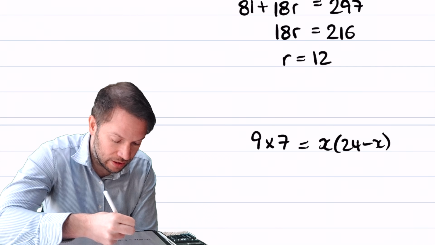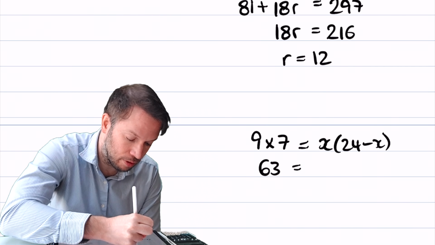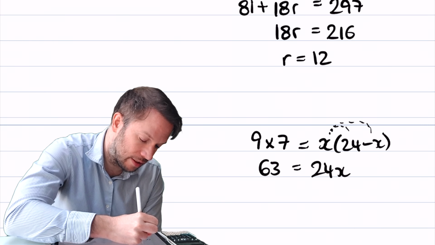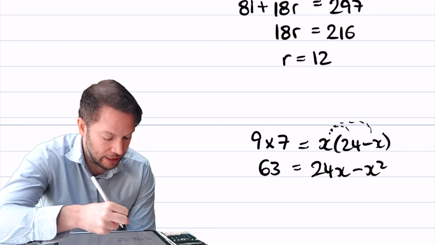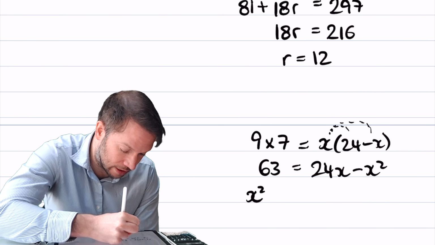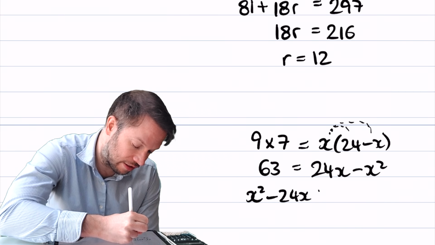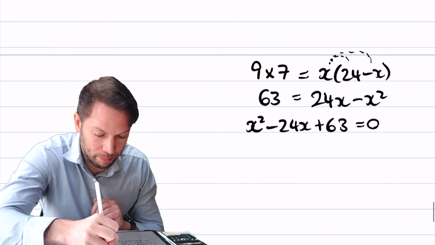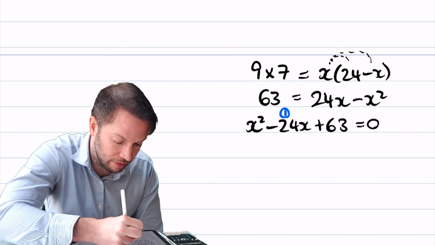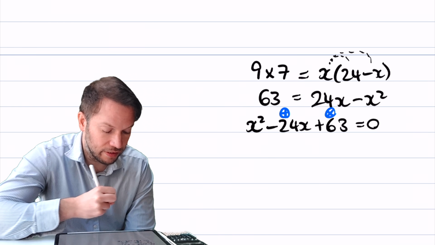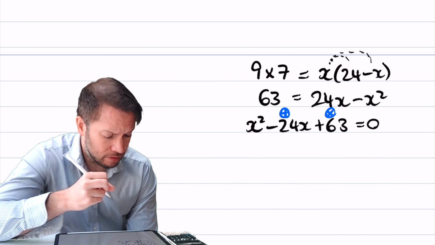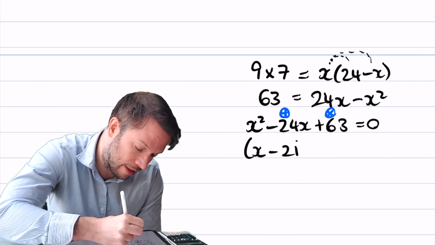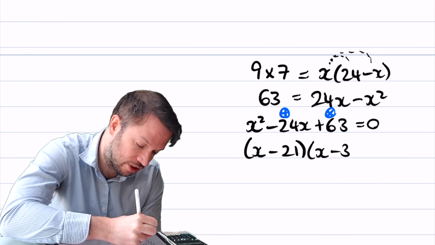So let's do that. Let's simplify. So 9 times 7 is 63. Multiply out the bracket, 24x minus x squared. Let's put it all on the side where x squared is positive. So you've got x squared minus 24x plus 63 equals 0. Now we need to factorize that. We need two numbers which add to give minus 24 and multiply to give 63. Well, I think that's minus 21 and minus 3. So we get (x minus 21)(x minus 3) is the factorization.